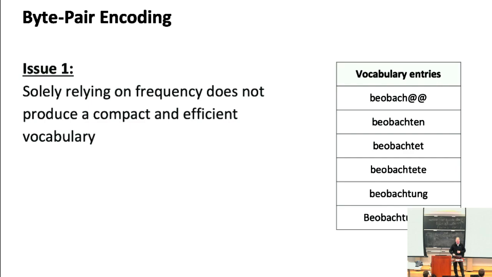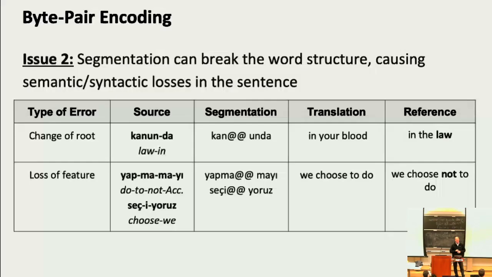There is a more annoying problem, which is that segmentation of BPE can break the word structure in a way that damages the meaning of the word. So these are examples from Turkish in which BPE generates subwords which completely diverge from the original meaning.